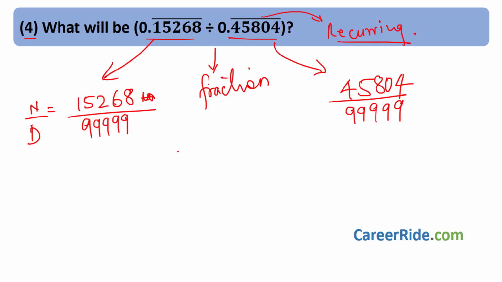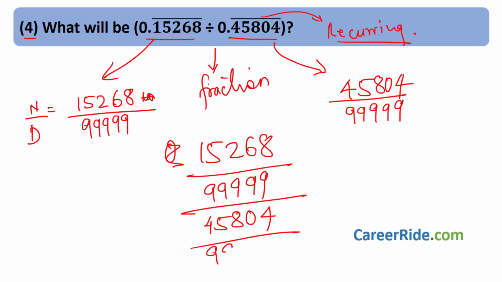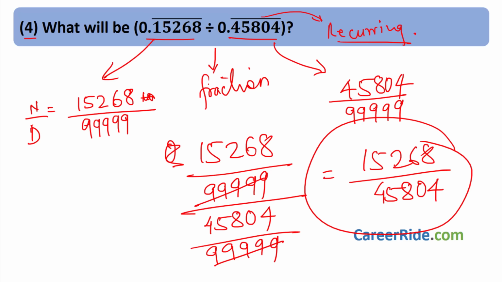So let us divide. What you will get? We will get 15268 divided by 99999 divided by 45804 divided by 99999. This gets cancelled. You will get 15268 divided by 45804. Now always remember that there is no need to actually divide this.